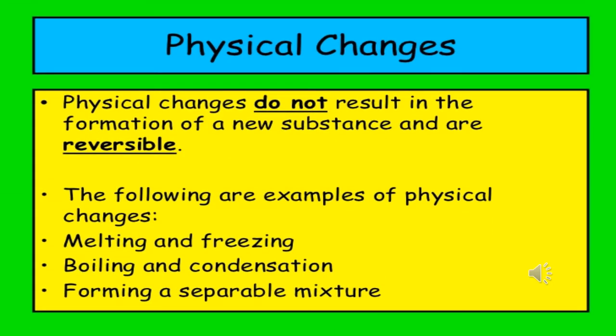Now let's understand what physical changes are. Physical changes do not result in the formation of a new substance and are reversible. The following are examples of physical changes: melting and freezing, boiling and condensation, forming a separable mixture. Like in the previous one, we saw how we can separate different colors of marbles.